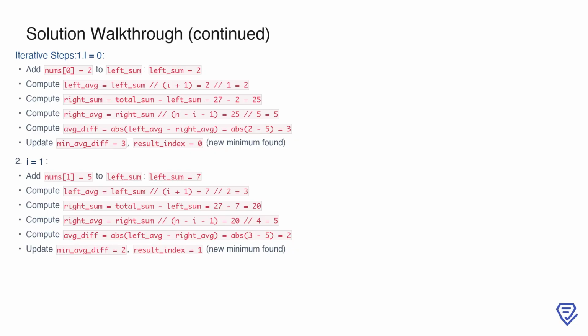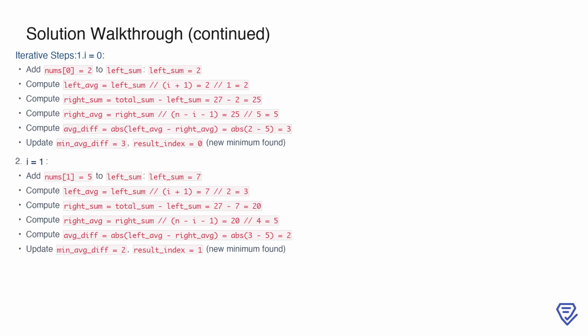The right average, right_average, is right_sum divided by the number of elements in the right subarray, which is 25/5 equals 5. The absolute difference, average_diff, is the absolute value of left_average minus right_average, giving abs(2 - 5) equals 3. Since this is smaller than min_average_diff, we update min_average_diff to 3 and set result_index to 0.